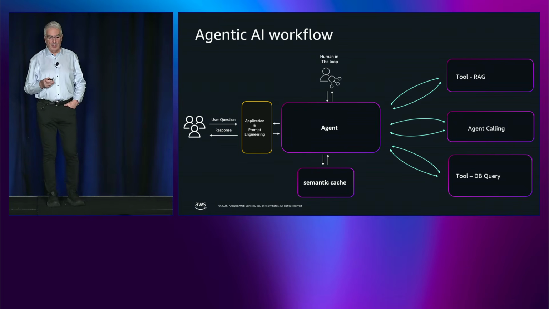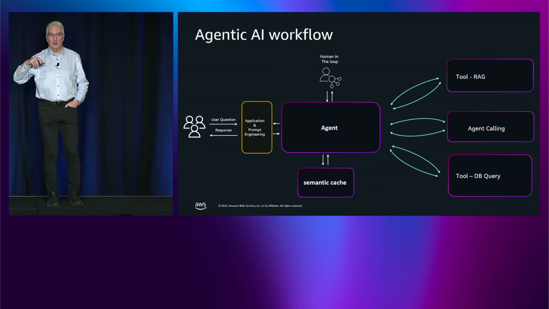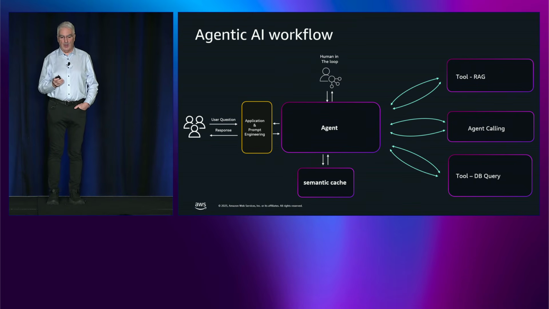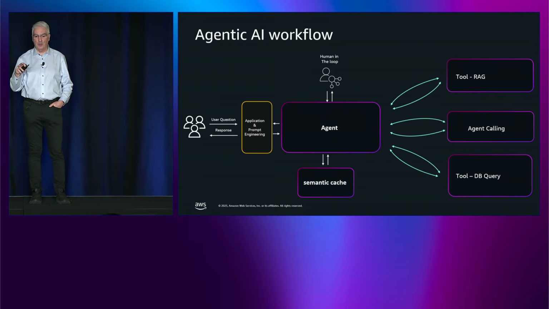And then we can have a human in the loop step, where a human needs to check off or click on something. And then we have a set of tools, and the key difference with an agentic architecture is the tools are recursively called. The agent can call the tools over and over again if it needs to.